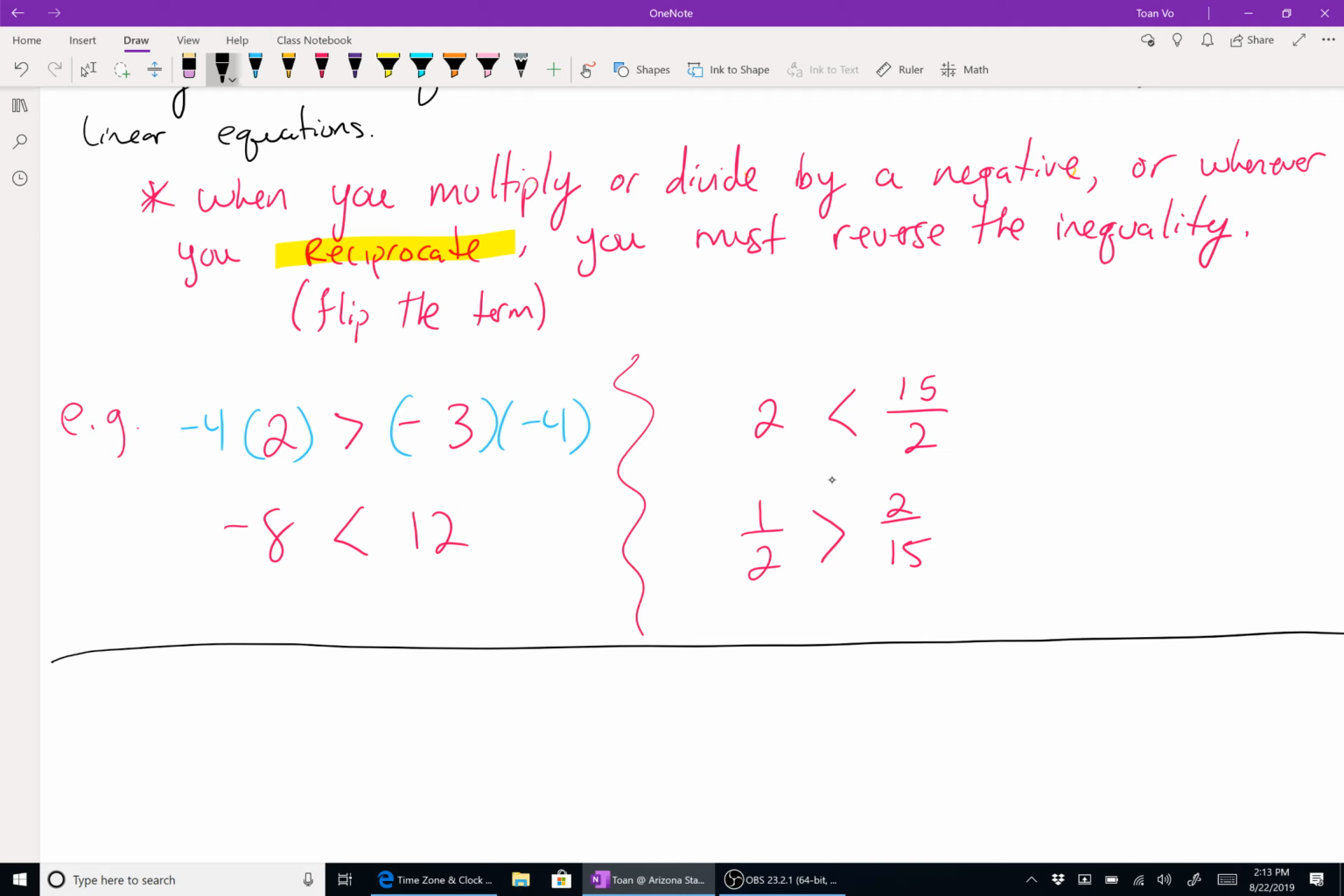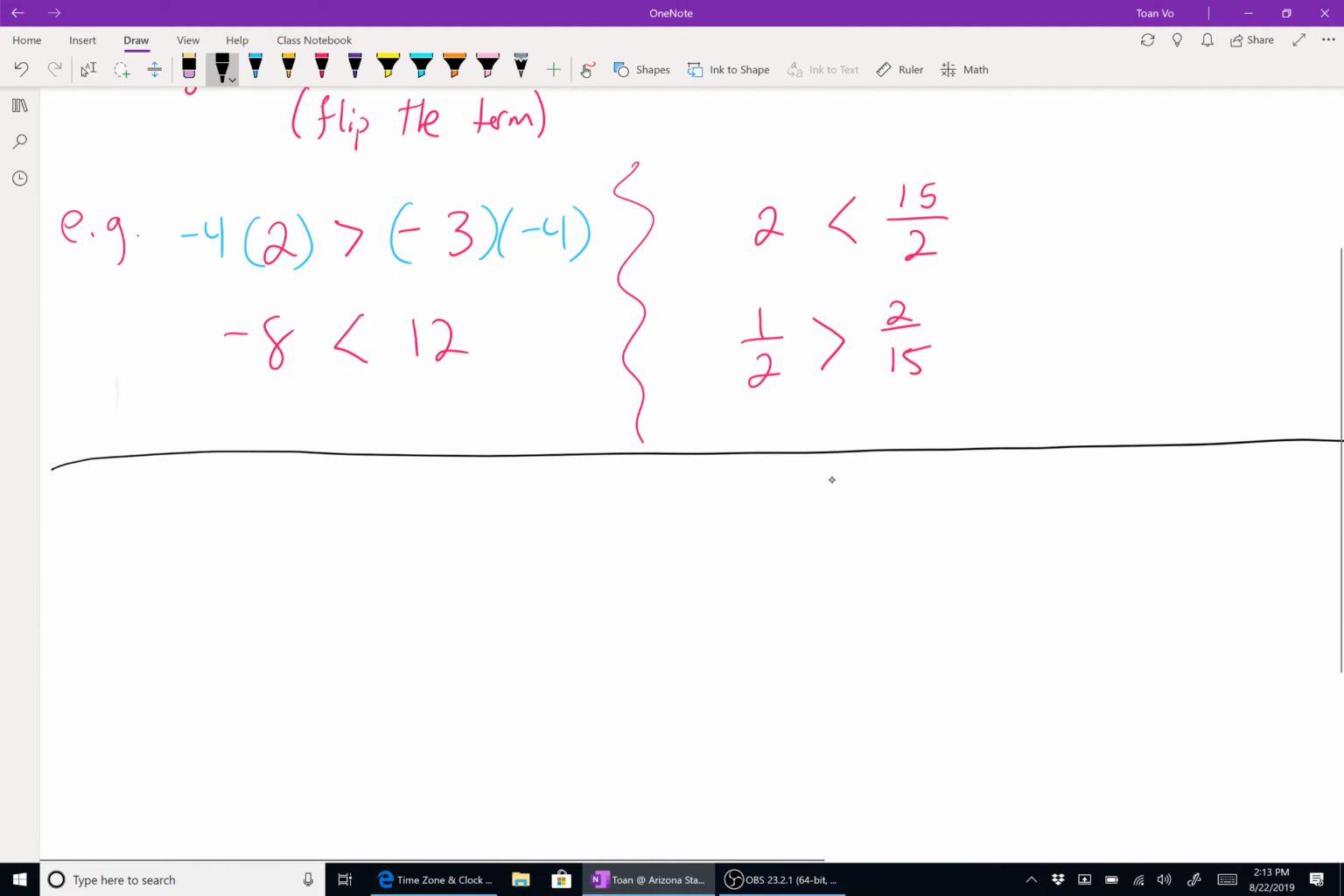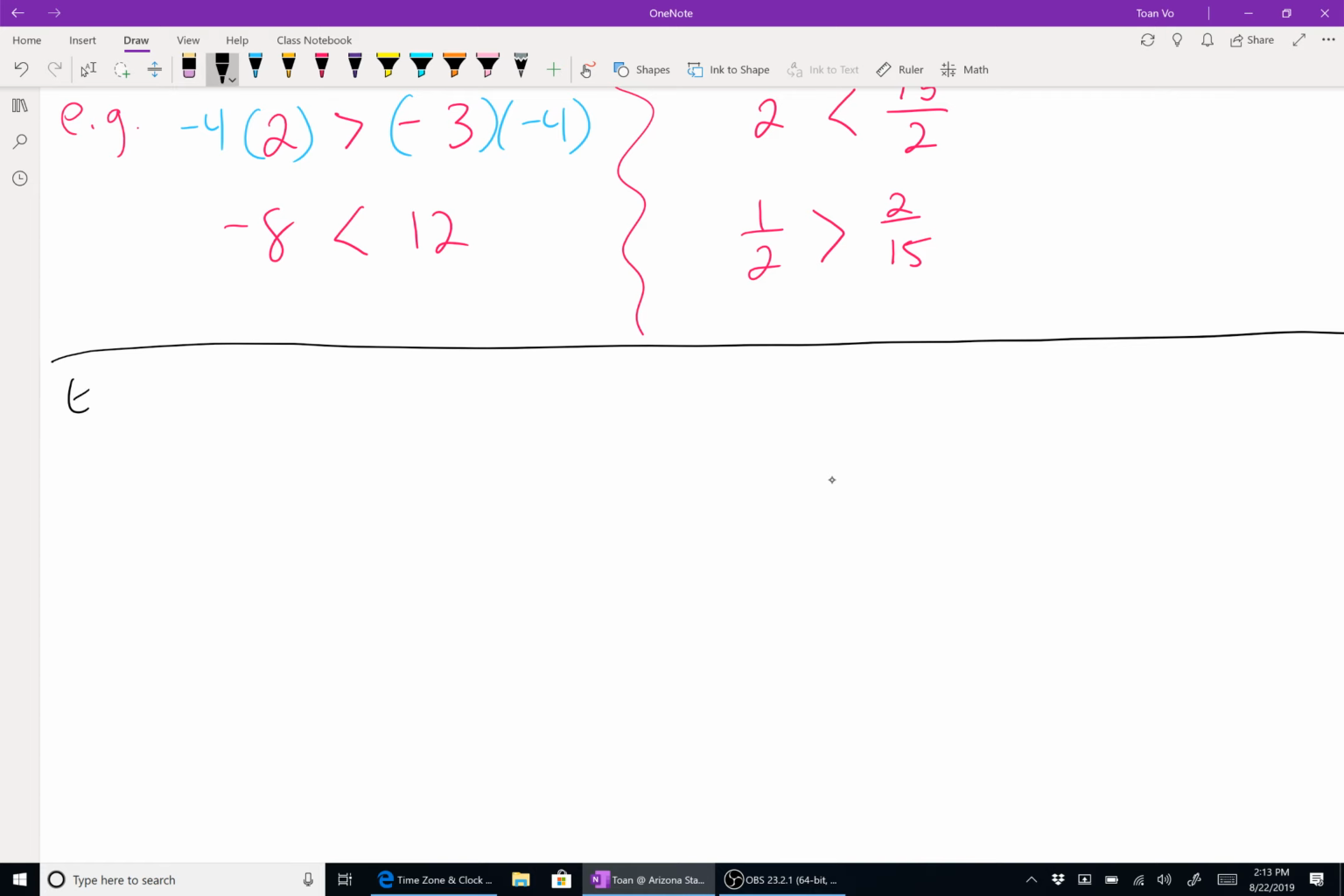Just so I don't leave you empty-handed, these are notes after all, let's do one example for completeness' sake. Let's say I ask you to solve, and I'll pick one with fractions because everyone loves fractions: 2/3 minus 1/2 x is greater than or equal to 1/6 plus x. Now, personally, this is Mr. Vo talking, I'm okay with fractions, so I just solve it straight up. Add the 1/2 x over, subtract the 1/6, go home, be happy.